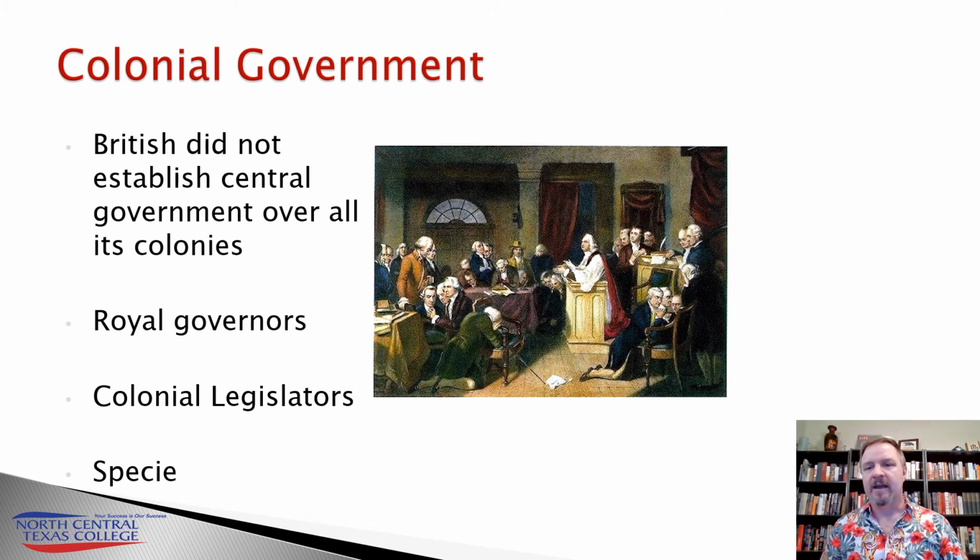And that's going to be one of the continual problems, because eventually when the taxation policy of the British government starts causing some of the angst amongst the colonists, one of the issues is going to be that the British government expected to receive tax money in specie.